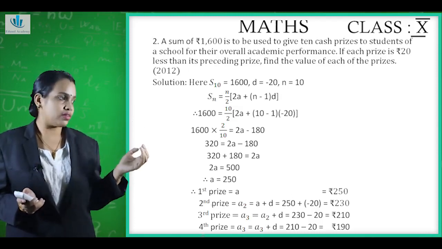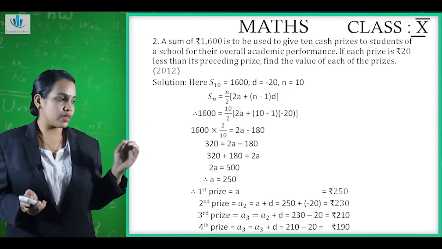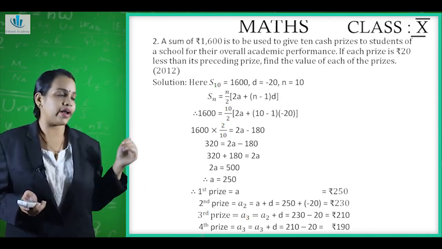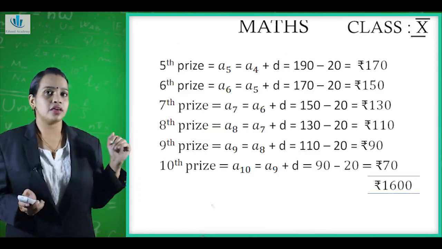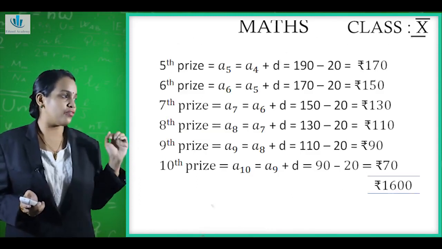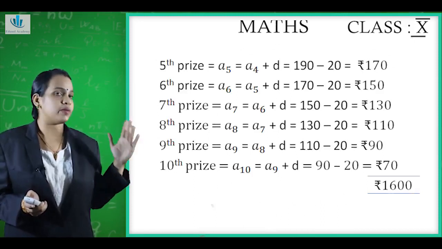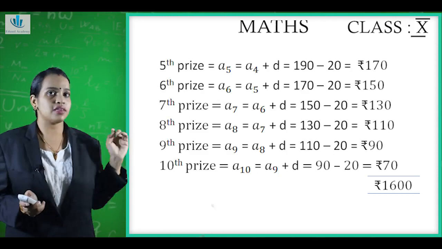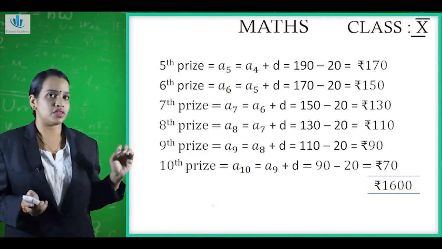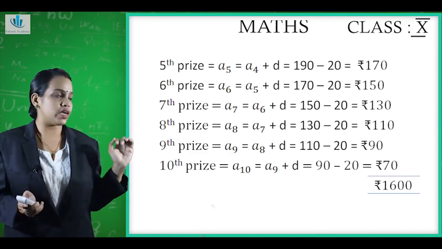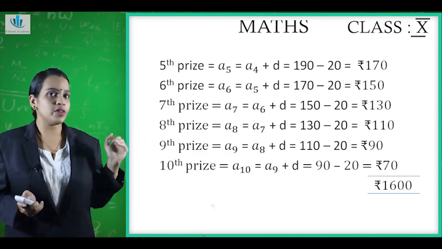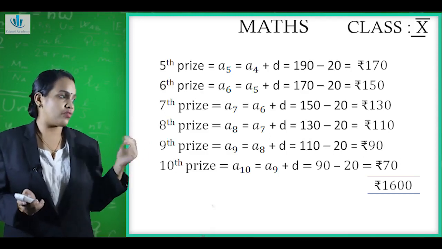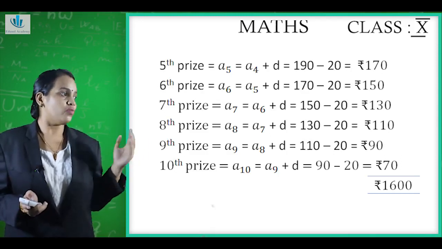Fourth prize A4, which is equal to A3 plus D, which is equal to 210 minus 20, which is equal to 190. The fifth prize is A5, which is equal to A4 plus D, which is equal to 190 minus 20, which is equal to 170. Sixth prize A6 is equal to A5 plus D, which is equal to 170 minus 20, which is equal to 150. Seventh prize A7 is equal to A6 plus D, which is equal to 150 minus 20, which is equal to 130.